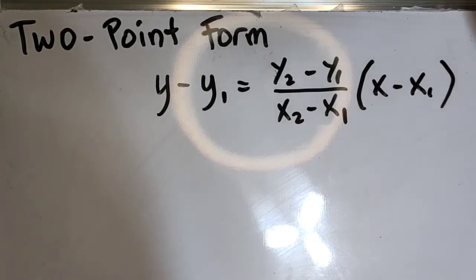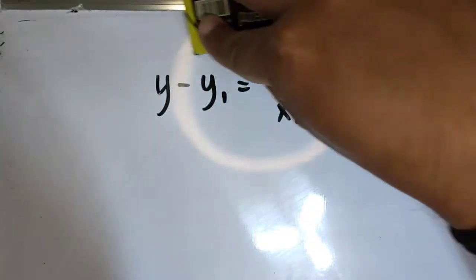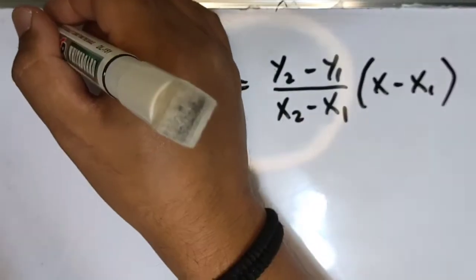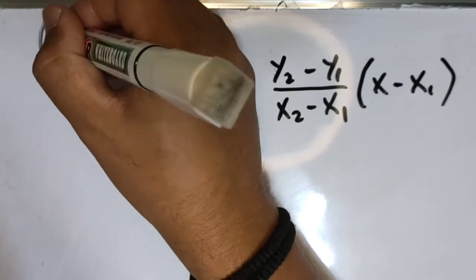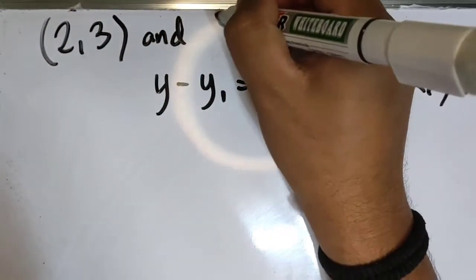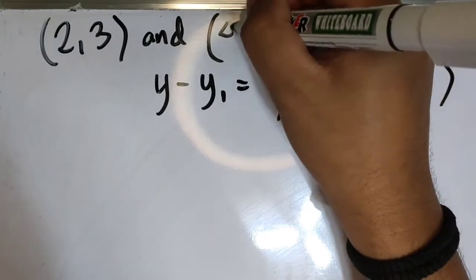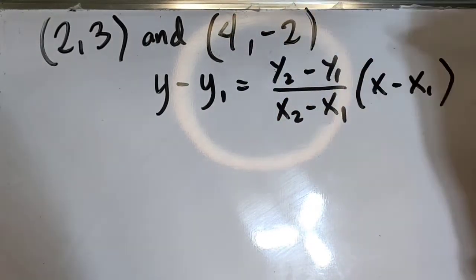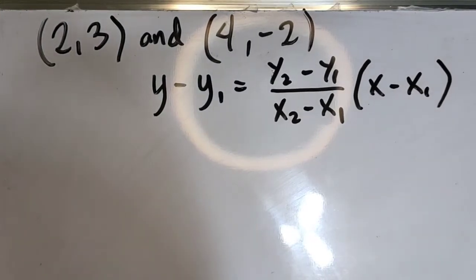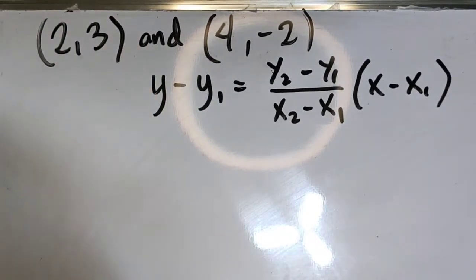Okay, let's have an example. Let's find the equation of the line that passes through 2 points. We have (2, 3) and (4, negative 2). So here we have the two given points. Okay, so we will use the two-point form.